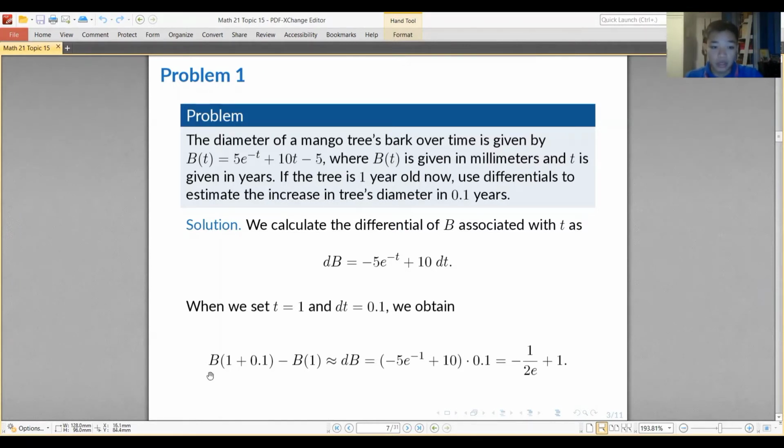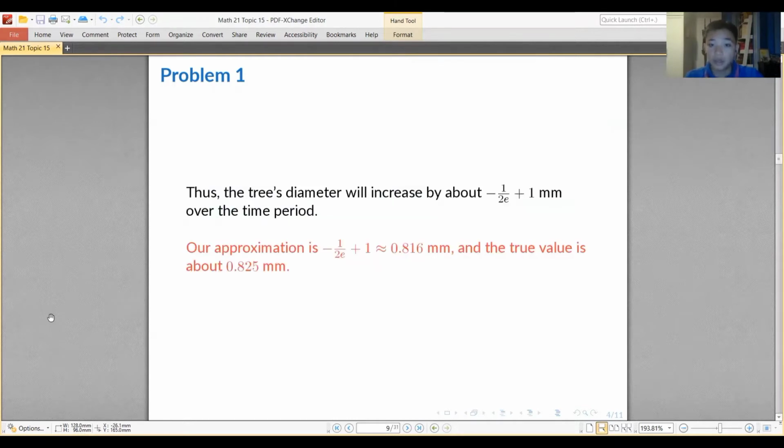So we see that B(1 + 0.1) minus B(1), which is what we want to find the value for, we can approximate that value by using the differential dB, which we obtained. All we have to do now is substitute the value of dt, which is of course 0.1, and then you get this following value on the right. Thus, the tree's diameter will increase by about -1 over 2e plus 1 millimeters over the said time period.